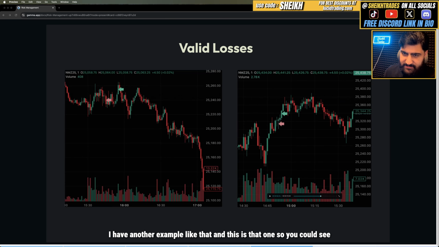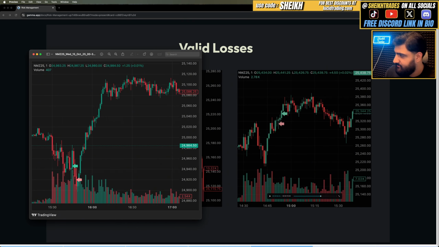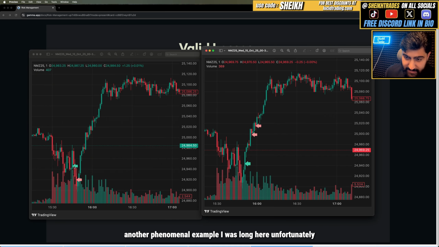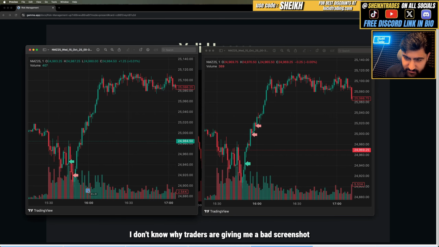I have another example like that, and this is that one. Another phenomenal example. I was long here. Unfortunately, I'm not able to show it; I don't know why TradeZilla gave me a bad screenshot. But you can see I went long here on the 1 minute bar, and my stop loss was on these lows. The moment we break these lows, I get out, even though yes, we reverse and it works. I took my L and I didn't average down. I didn't get mad and just punch the long button. I took my L, risking these lows.